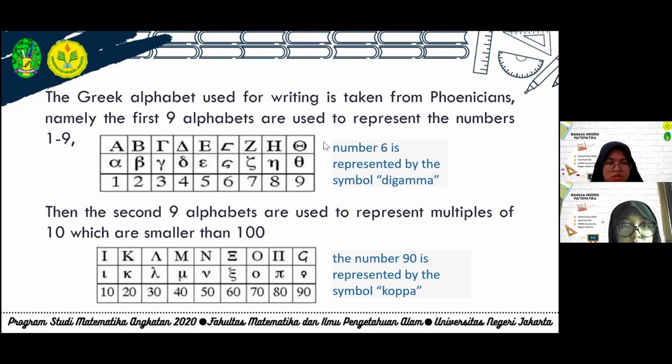The Greek alphabet used for writing is taken from Phoenician. Namely, the first 9 alphabets are used to represent the numbers 1 until 9.